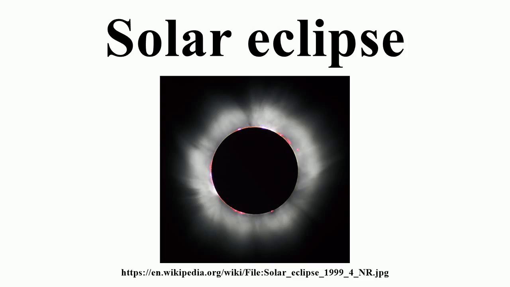On average, the Moon appears to be slightly smaller than the Sun as seen from the Earth, so the majority of central eclipses are annular. It is only when the Moon is closer to the Earth than average that a total eclipse occurs.